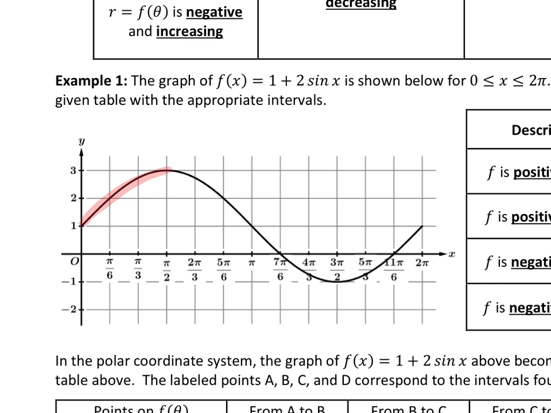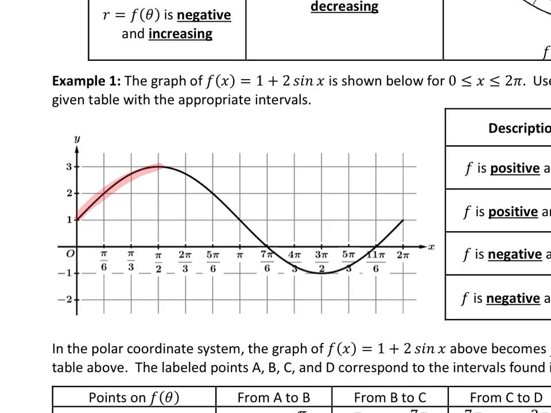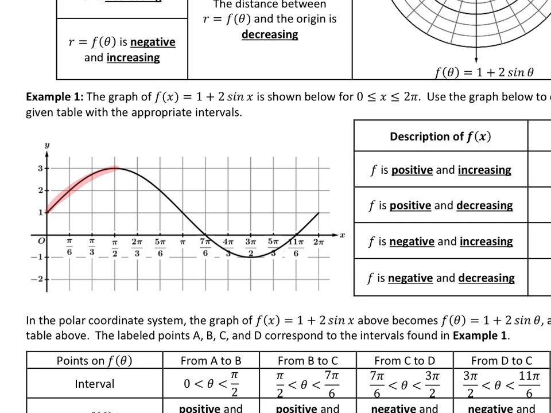The way you would describe this section of the graph is that the outputs are positive because it's above 0. And it's getting bigger. So it's positive and it's increasing. I'm not talking about concavity here. I'm just talking about the function itself. It's above the x-axis and it's going up. So it's positive and it's increasing. That's this first section right here.